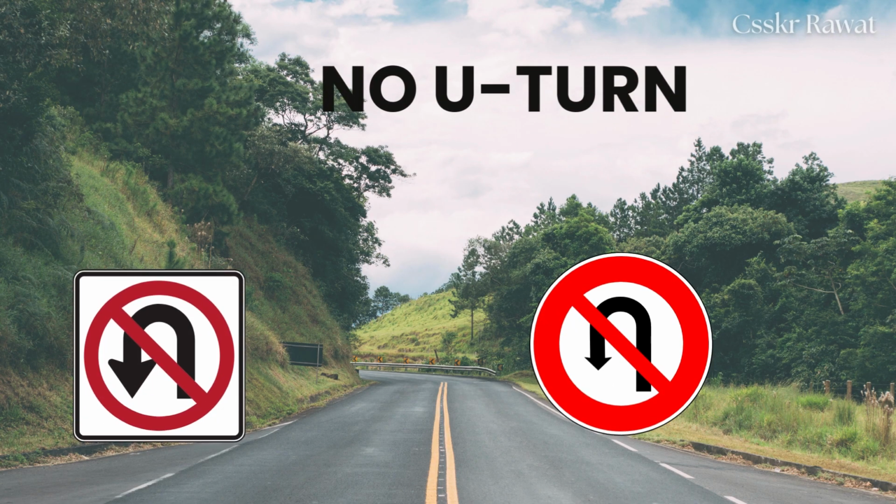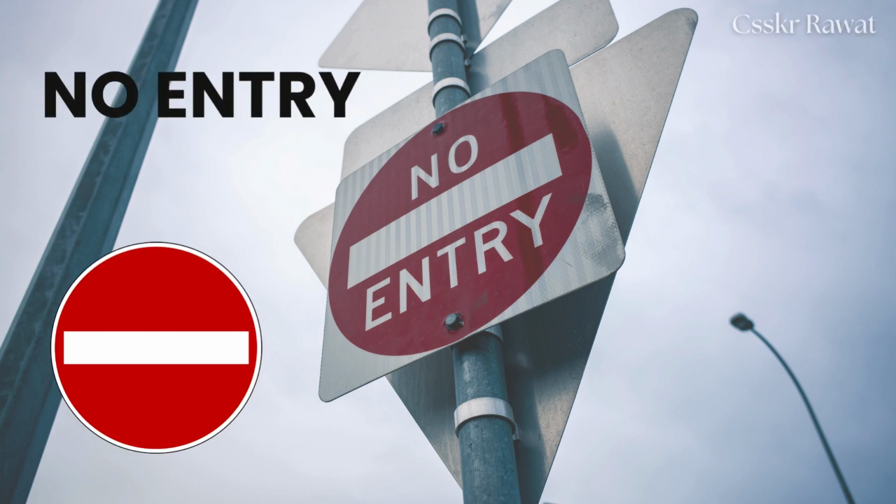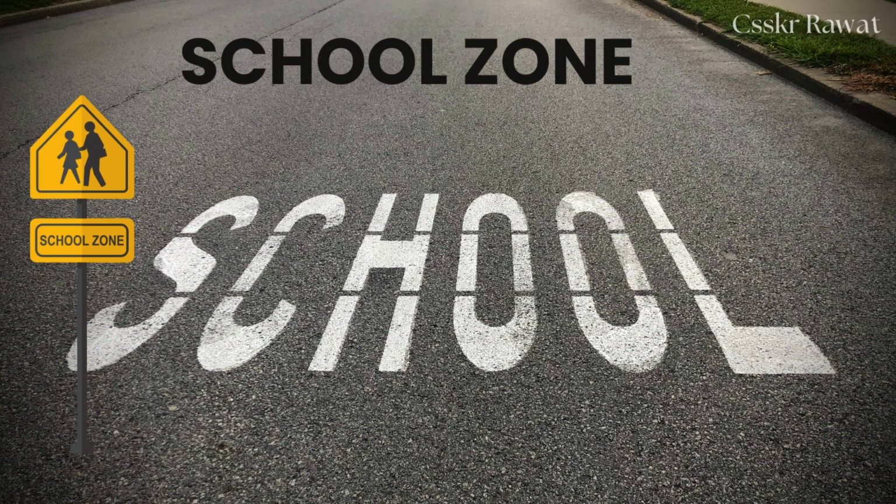No U-turn sign. This sign means cars can't turn around. No entry sign. This sign means they can't go that way. School zone sign. This sign means they must be extra careful because they are near a school.